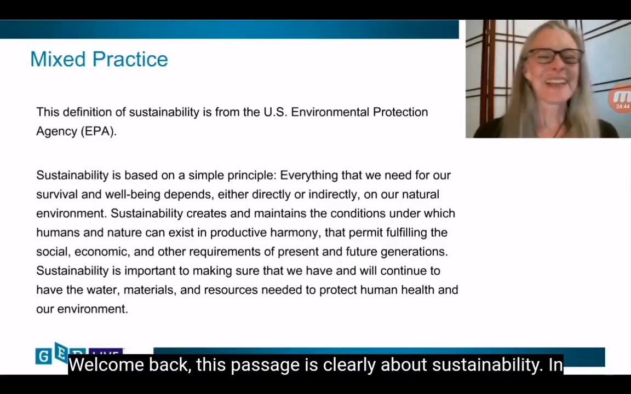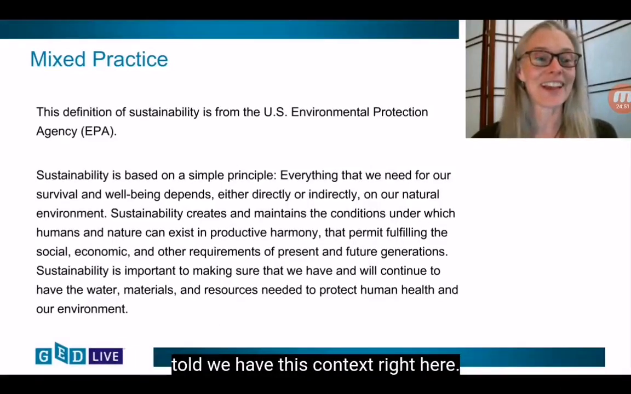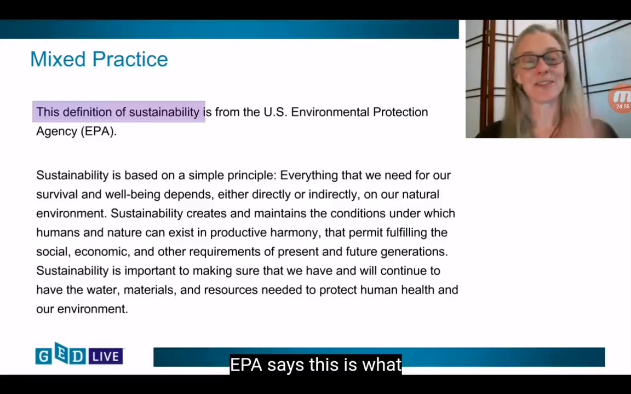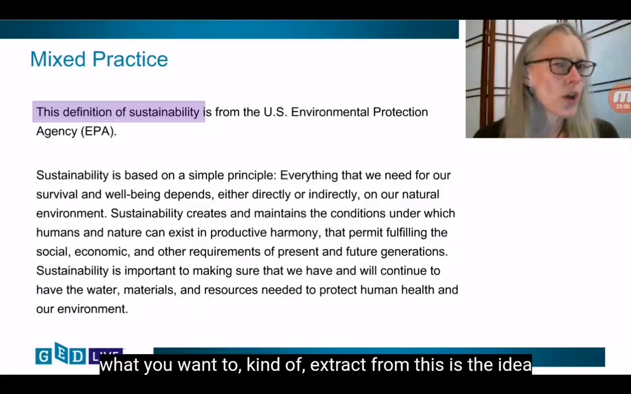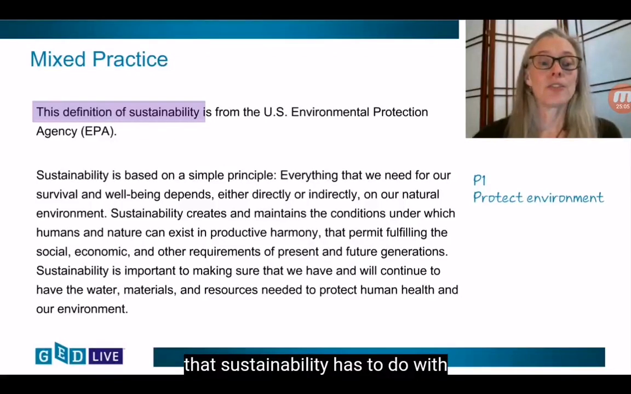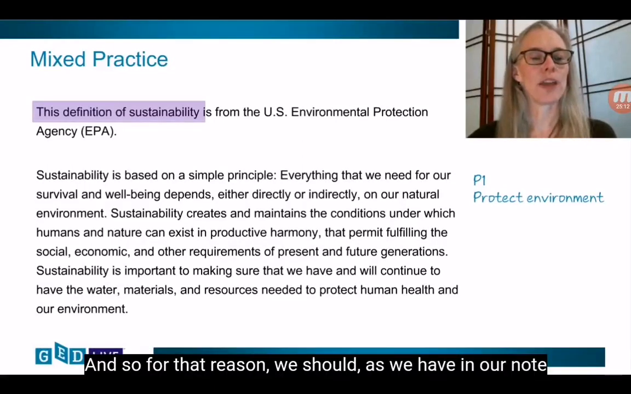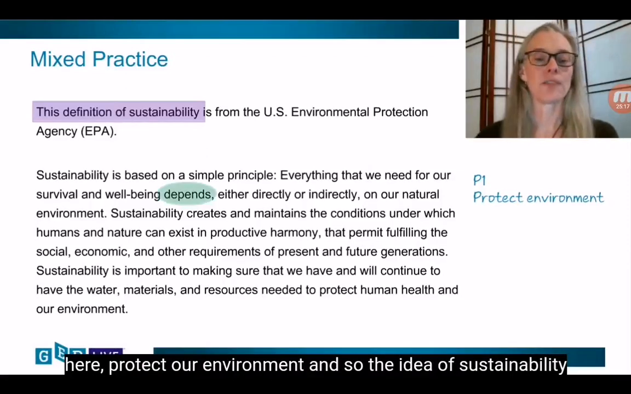So welcome back. This passage is clearly about sustainability. In fact, it's a definition of sustainability. We have this context right here: EPA says this is what sustainability means. What you want to extract from this is the idea that sustainability has to do with the fact that we depend on our environment, and so for that reason, we should, as we have in our note here, protect our environment.